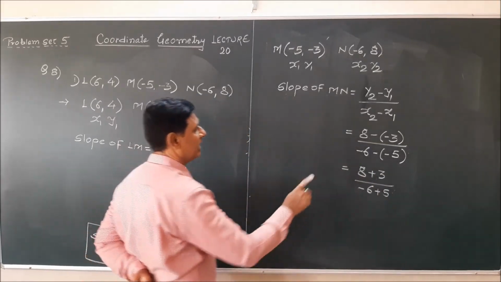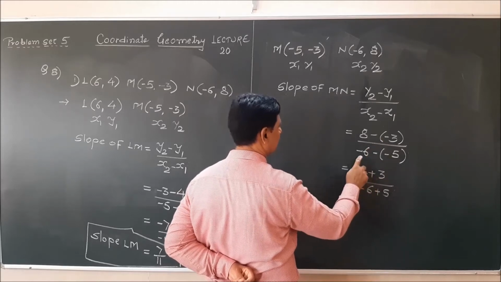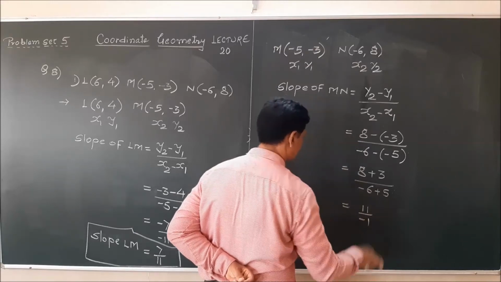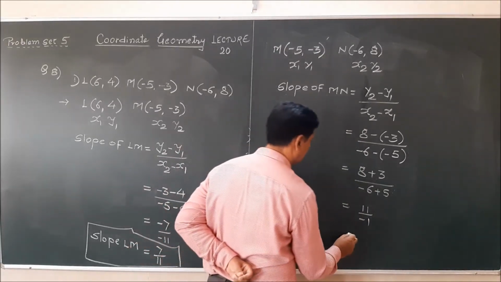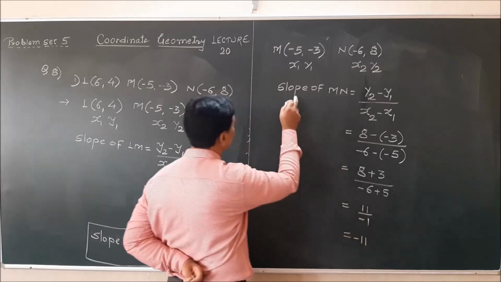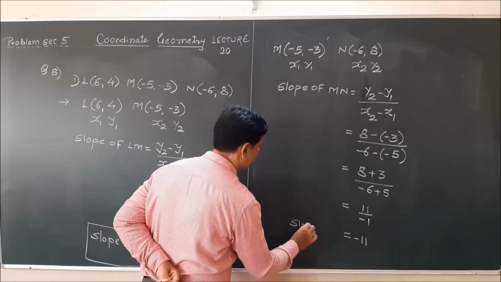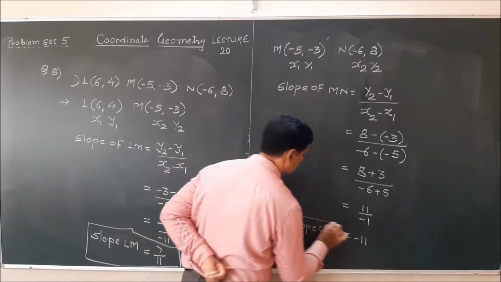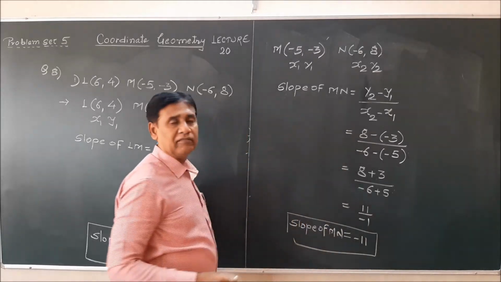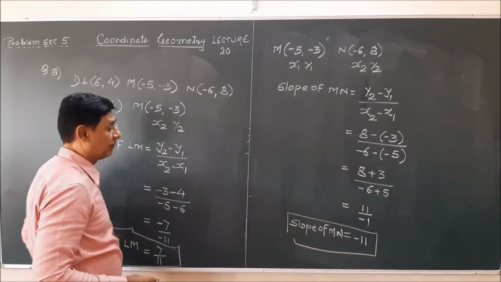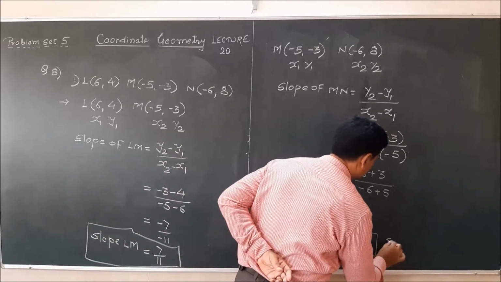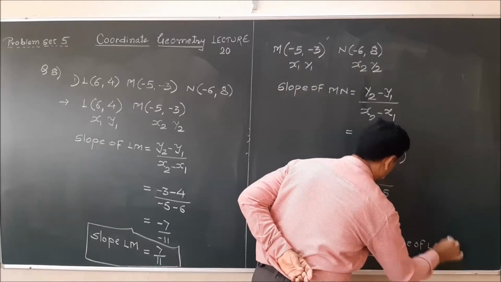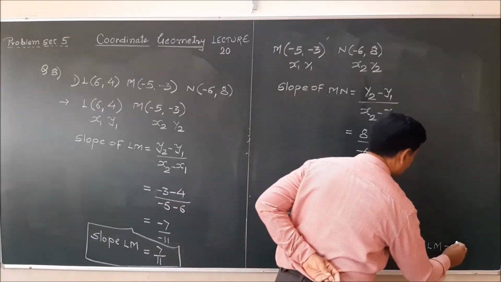That is equal to 8 plus, minus into minus is plus, upon minus 6 plus 5. Correct? 8 minus into minus is plus, minus 6 minus into minus is plus. So 11 upon minus 1, or even you can say minus 11. What is this? Slope of MN is equal to minus 11. Now we already know slope of LM. Slope of LM is equal to 7 upon 11.